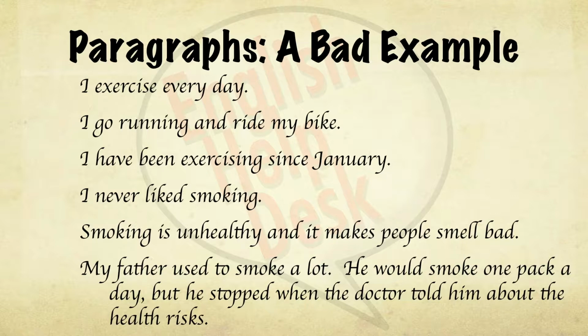But if we look at the first sentence, "I exercise every day," we believe that this paragraph is going to be about exercise. "I go running and ride my bike" is about exercise and how the person exercises. "I have been exercising since January" explains when the writer began exercising. So far, these two sentences support the idea that the paragraph is about exercise.